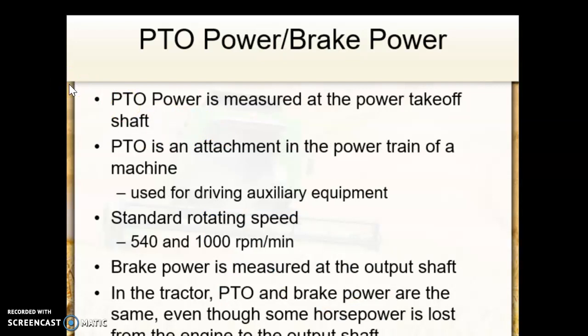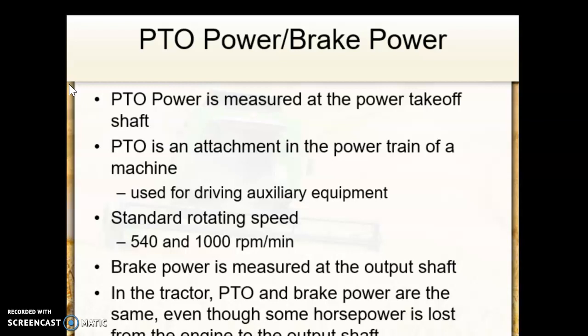The next type of power is power takeoff or brake power. Okay, power takeoff and braking power. So PTO or power takeoff is measured at the power takeoff shaft, and the power takeoff shaft is going to be located at the back of every tractor. There's a small shaft that sticks out, and ultimately the power takeoff shaft is an attachment to the powertrain of the machine.